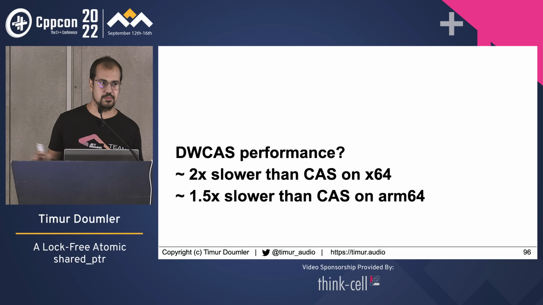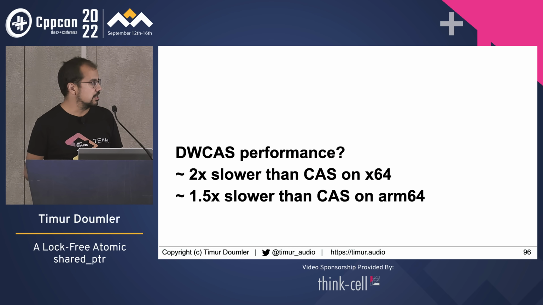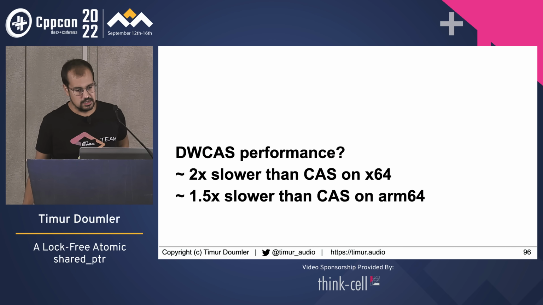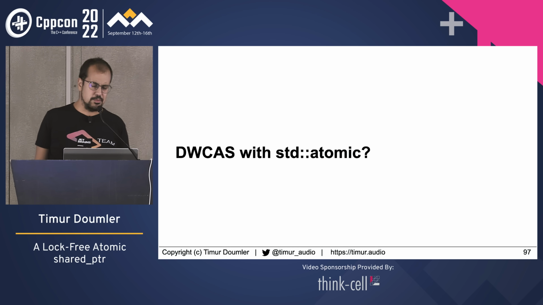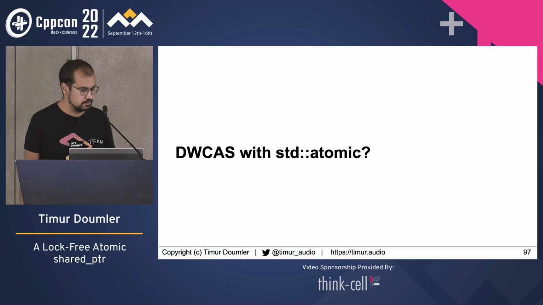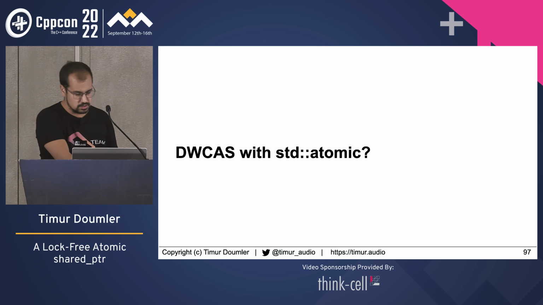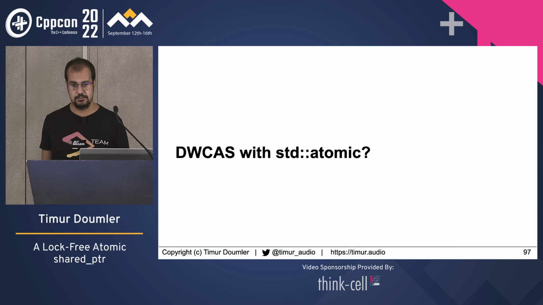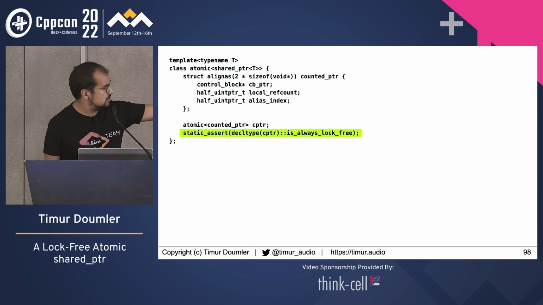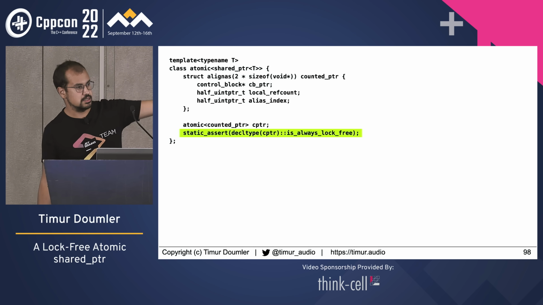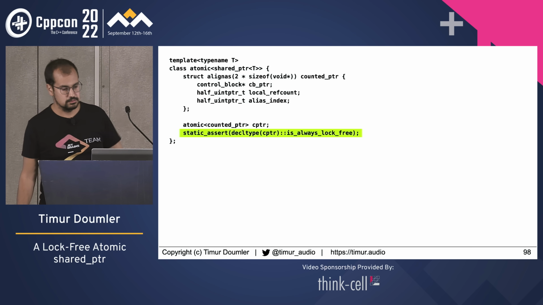So we don't have any kind of abysmal performance problem here. And then on ARM, it was even better. It was just 1.5 times slower on average. But the big problem is, does double-width compare and swap work with std::atomic? So we know our CPU supports it, but does the standard library support it? In other words, is this static assert going to succeed, or is it going to fail?